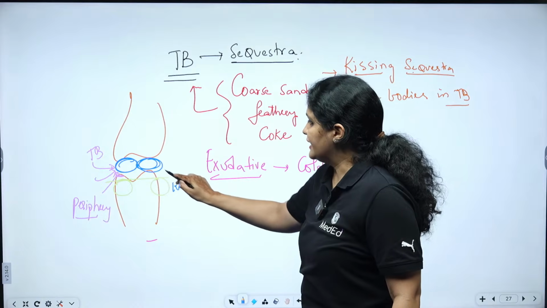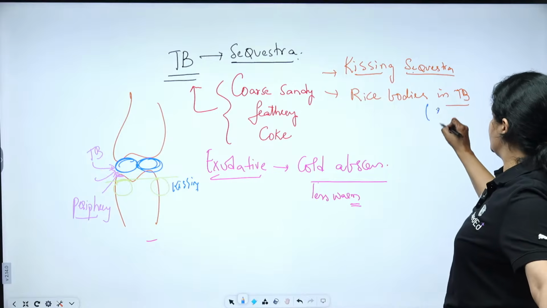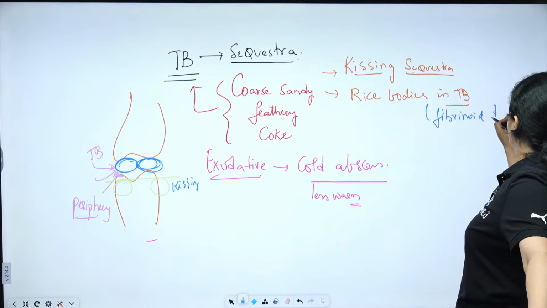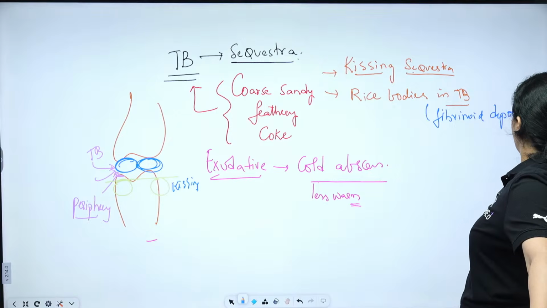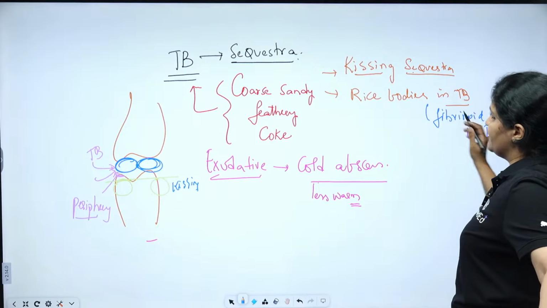And then the articular cartilage damage will be present as fibrinoid deposits in the joint. These are called the rice bodies. So all these are features of your TB.